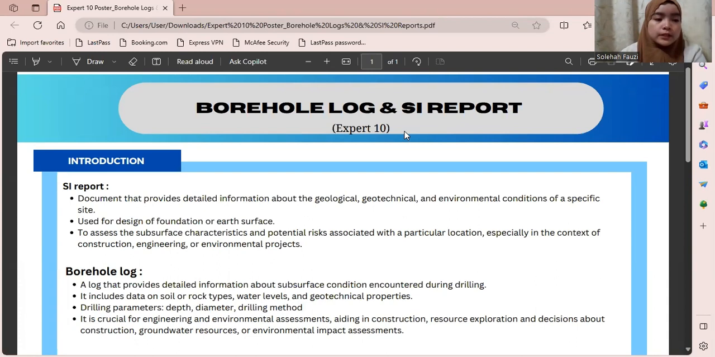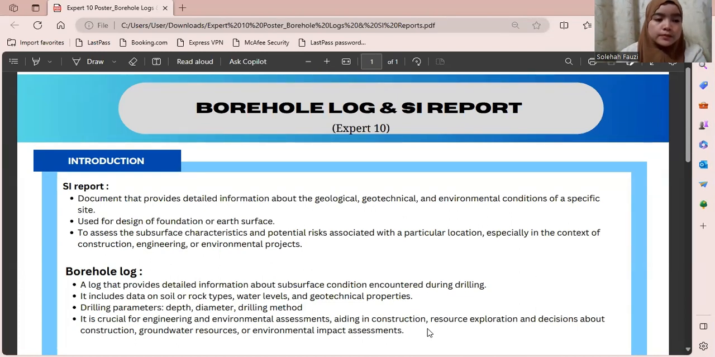Today I will present to you topic 10, which is borehole log and SI report. First, I will discuss borehole log and the next one is SI report. As an introduction, a borehole log is a log that provides detailed information about subsurface conditions encountered during drilling. It includes data on soil or rock types, water levels, and geotechnical properties.